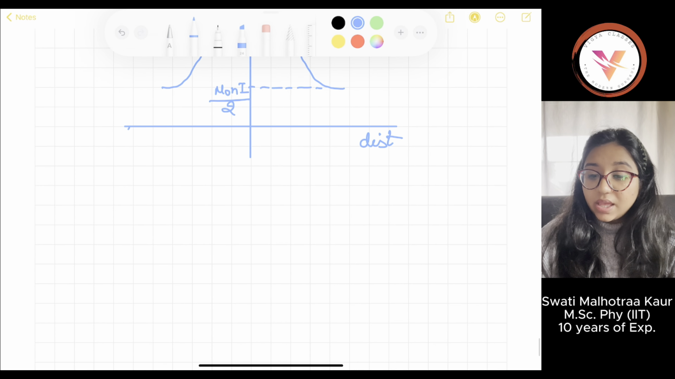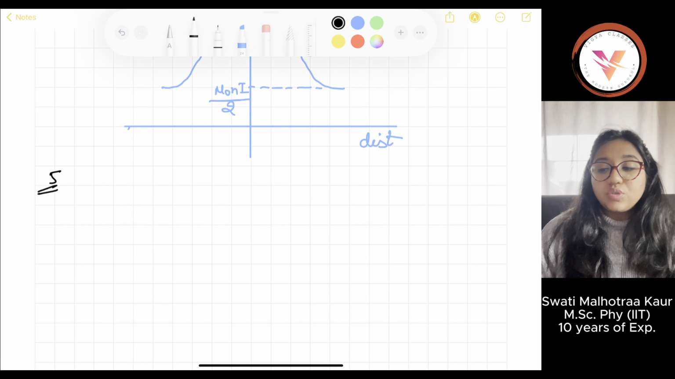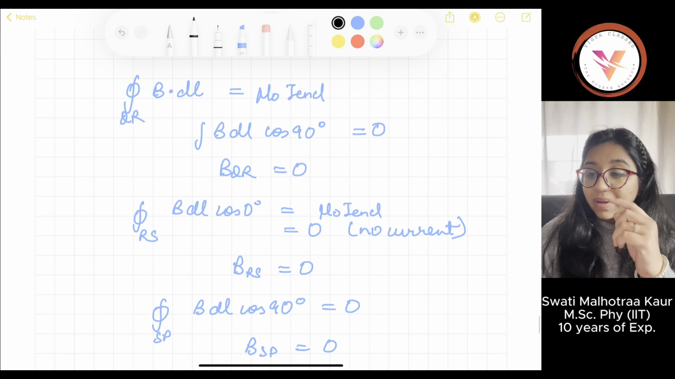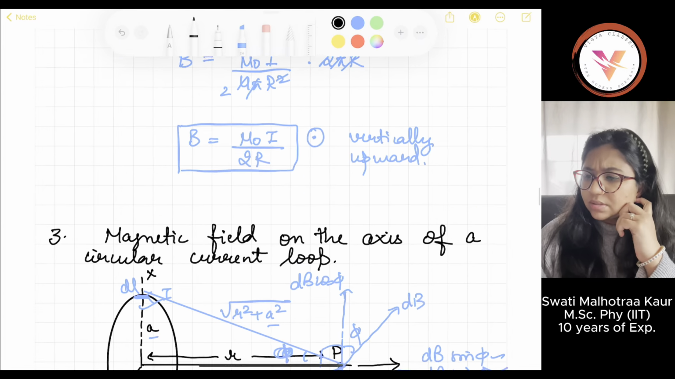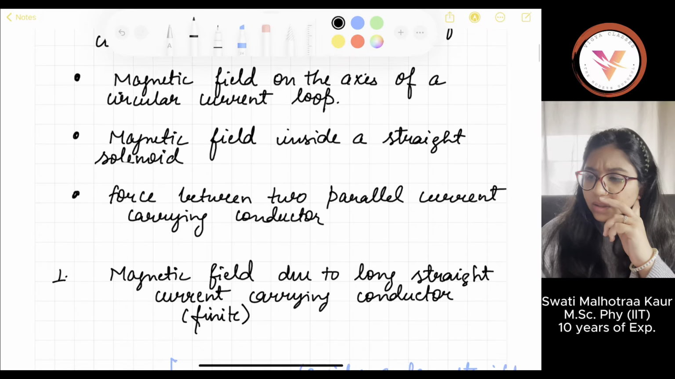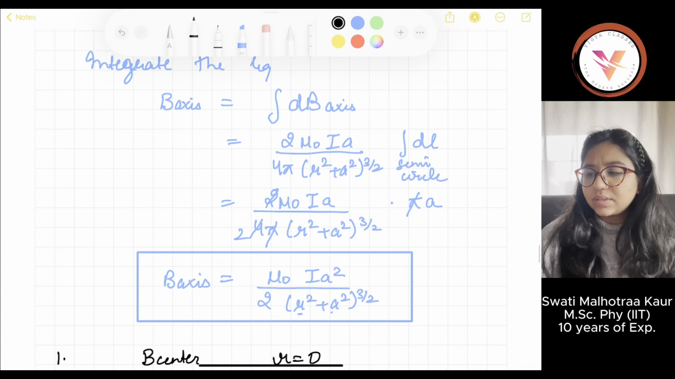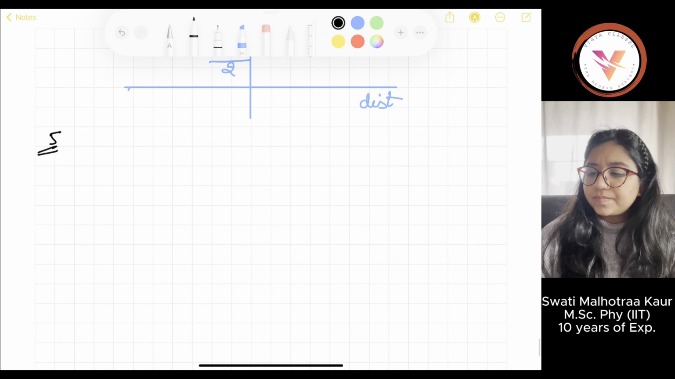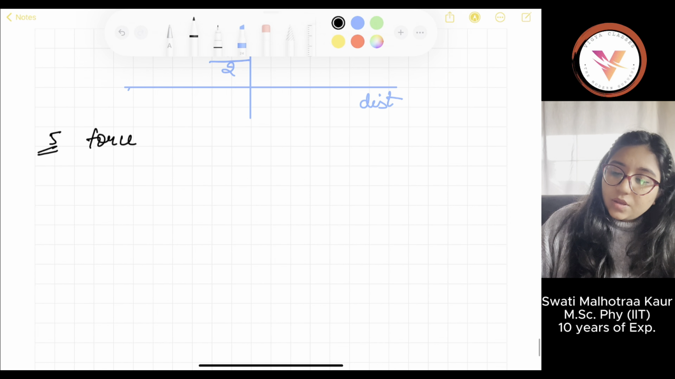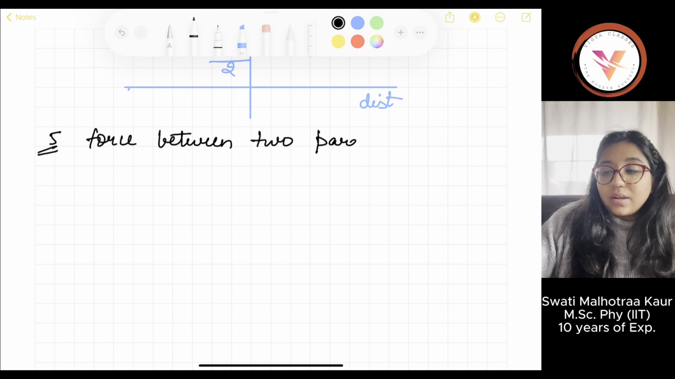Okay. Now we have the last one, force between two parallel current carrying wires.